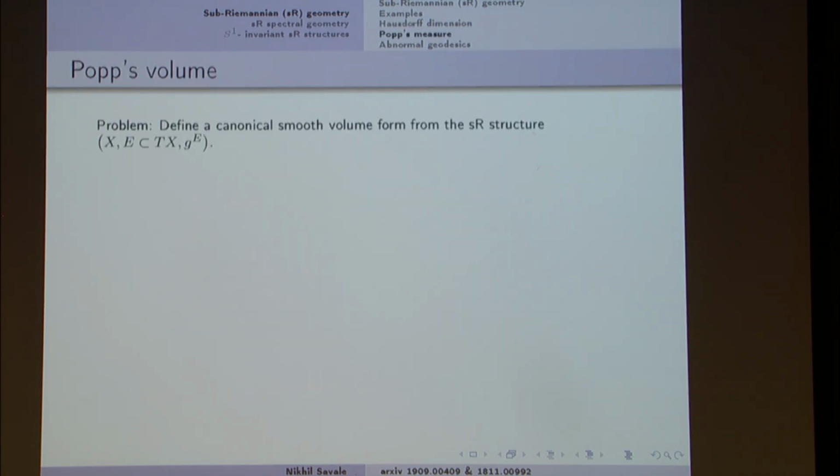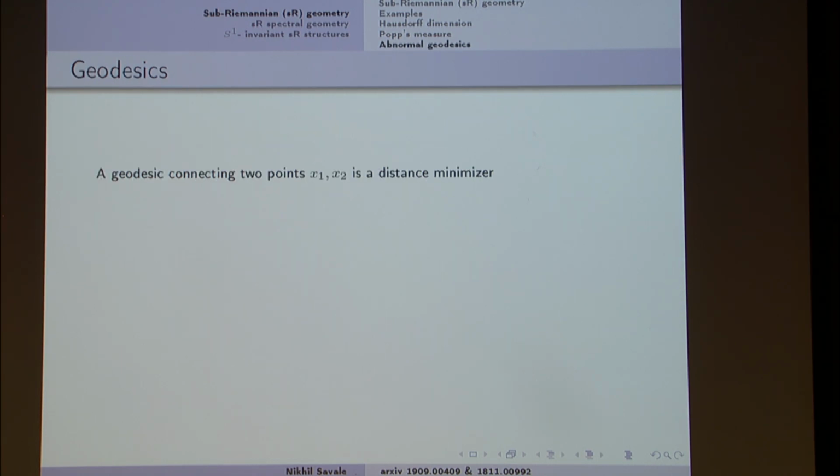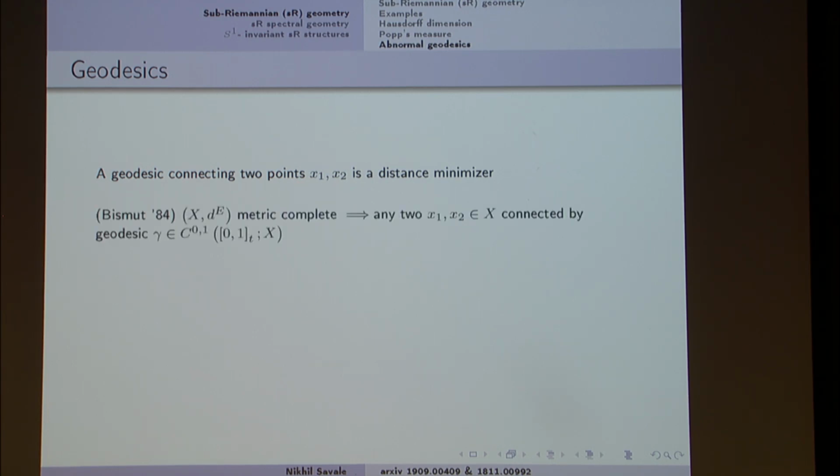Okay, so that was the first weird thing in sub-Riemannian geometry. Now, to explain the phenomenon of abnormal geodesics, let's first define what a geodesic is. It's just a distance minimizer. You have a distance. There is an analog of what's called the Hopf-Rinow theorem in Riemannian geometry. It says that if you have a complete metric space with your sub-Riemannian distance, then your space is also geodesically complete. So you can connect any two points by a minimizer.